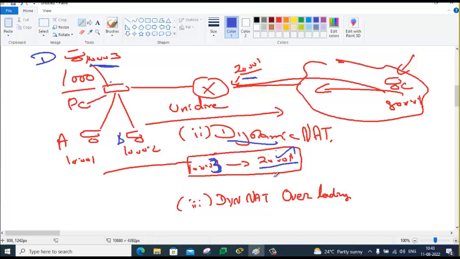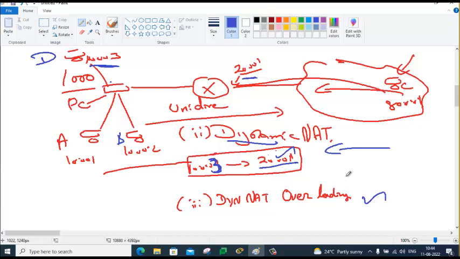To solve this problem, dynamic NAT overloading is introduced. Did you understand the problem with dynamic NAT? Even though this address can be given to anyone inside, only one at a time can communicate. You got it?